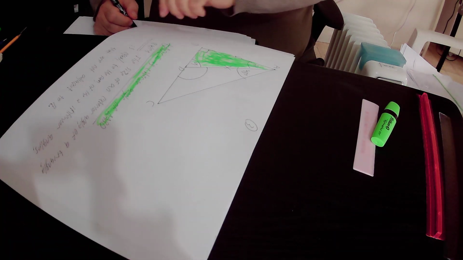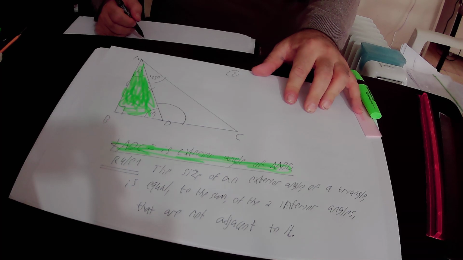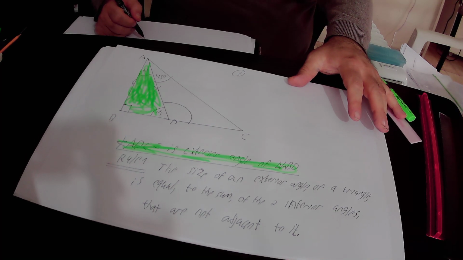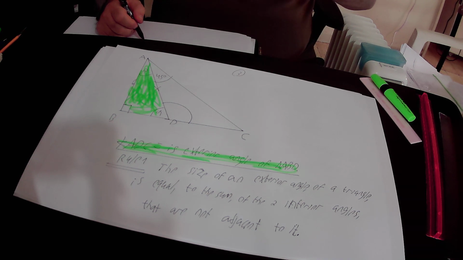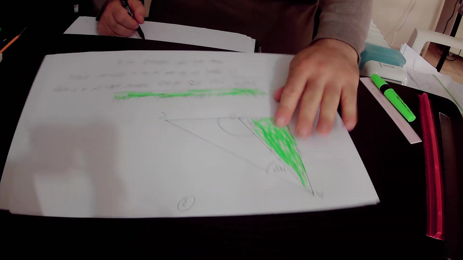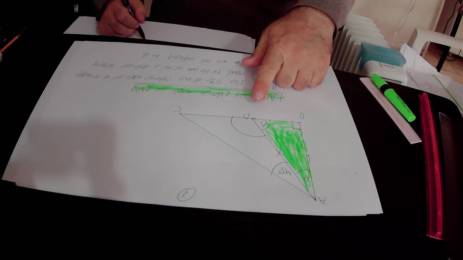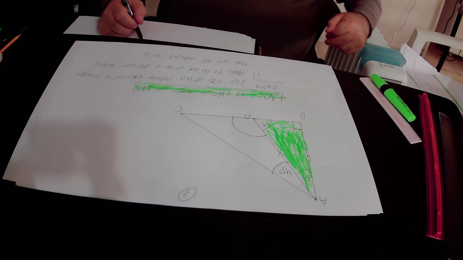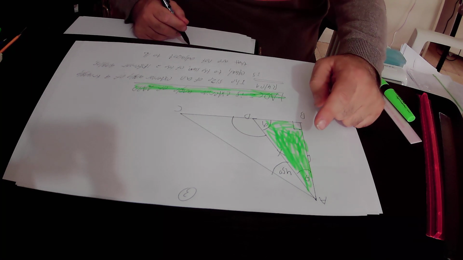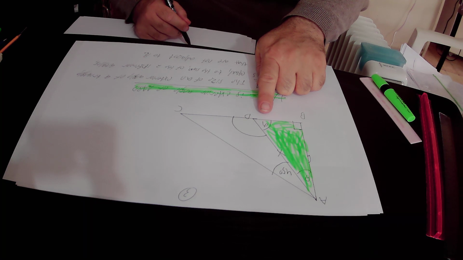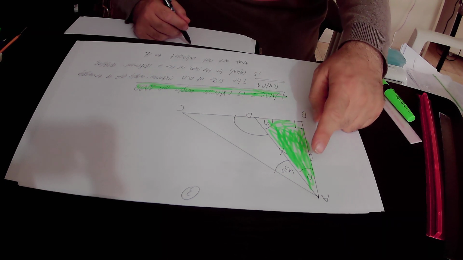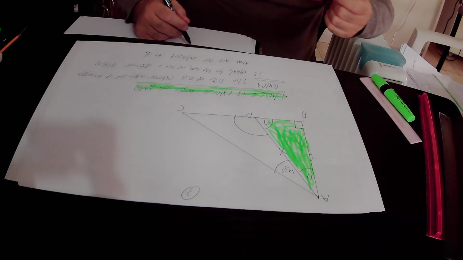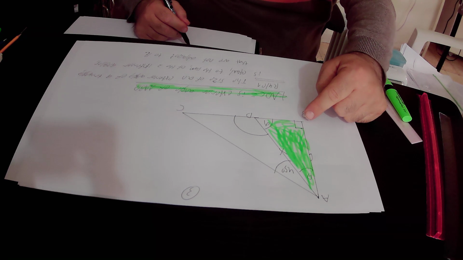I read rule number one again. According to rule number one, the size of an exterior angle of a triangle is equal to the sum of the two interior angles that are not adjacent to it. So according to this rule, the size of this exterior angle ADC, this is an exterior angle of triangle ABD, is equal to the sum of the two interior angles that are not adjacent to it. This angle alpha is adjacent to this angle ADC, and the two other interior angles that are not adjacent to it are theta and 90 degrees. And according to rule number one, it is equal to the sum of the two interior angles that are not adjacent to it. That is to say, it will be equal to 90 degrees plus theta.